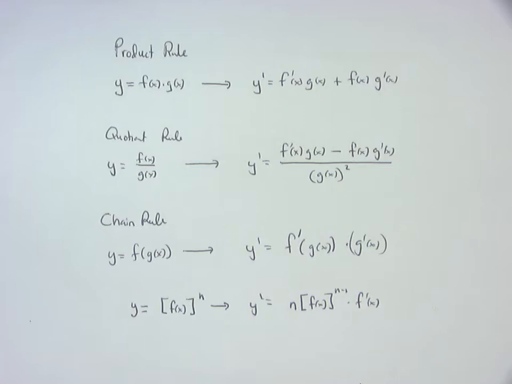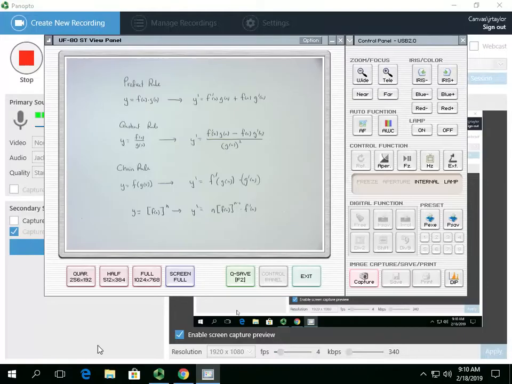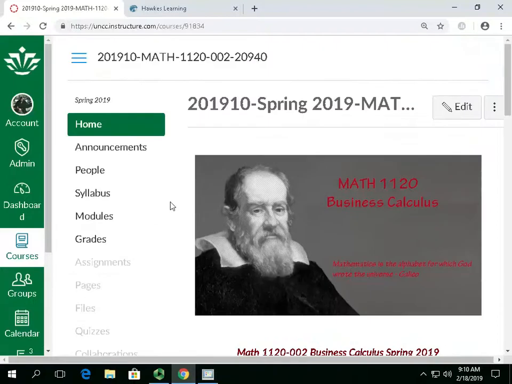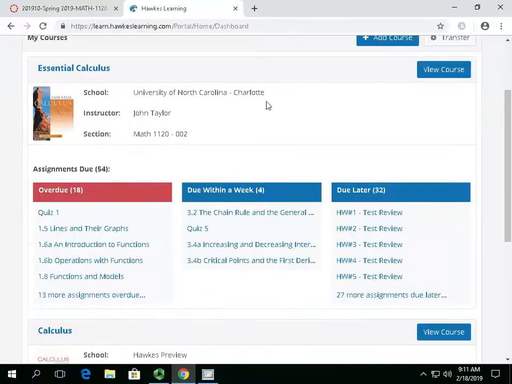Now, because we covered this chain rule stuff in Friday's class, I did want you guys to notice what I did do. I told you I was going to probably do this, and I did. If I go over here to my Canvas page and log into Hawks, the lecture for section 3.2 is still open. I made it due on Tuesday or Wednesday. Go ahead and get it done if you haven't, please.